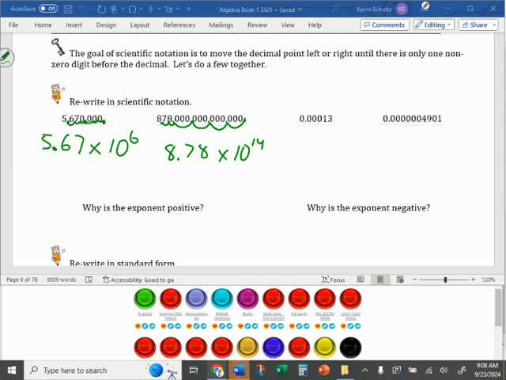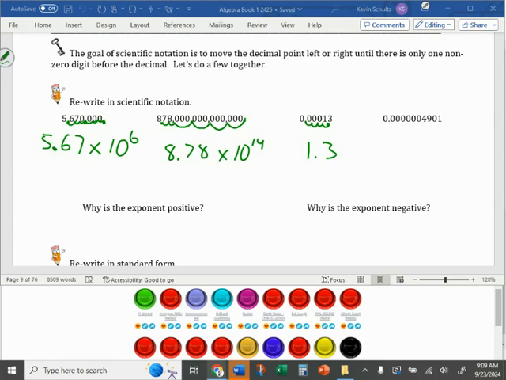If you've got a really small number, like 0.00013, you see the decimal point is written. We still want to get it so there's only one non-zero digit to the left of it. So our goal here is to move this decimal so it's right here, between the 1 and the 3.